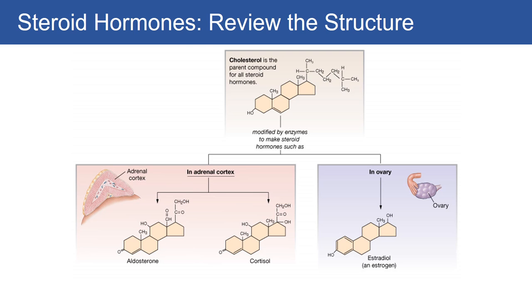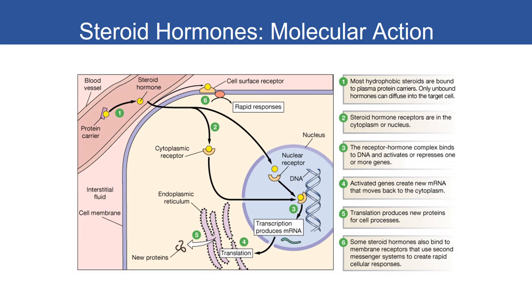So steroids do play an important role in multiple regulatory events, including carbohydrate regulation, mineral balance, reproduction, inflammatory responses, stress responses, mood, and so on. You can see some of the examples here. In the adrenal cortex, from cholesterol we can make aldosterone and cortisol, and in the ovary, we make estradiol, which is a form of estrogen.